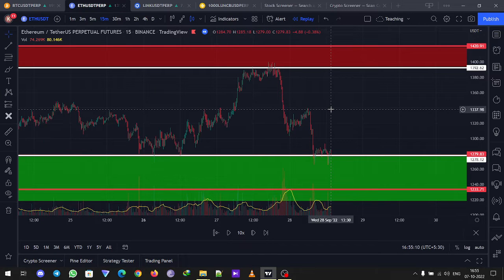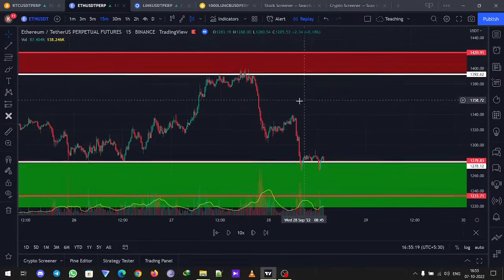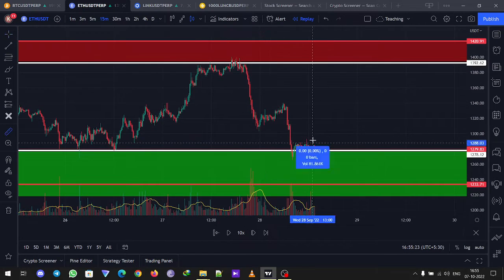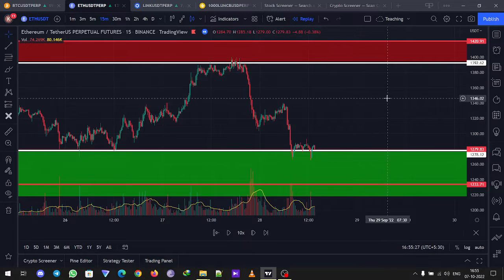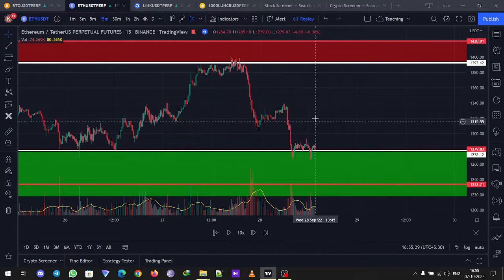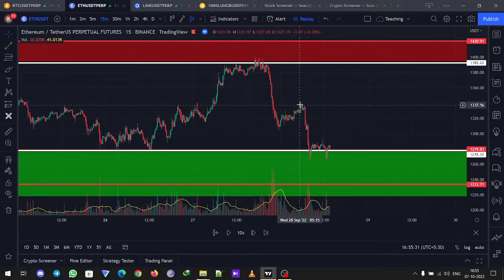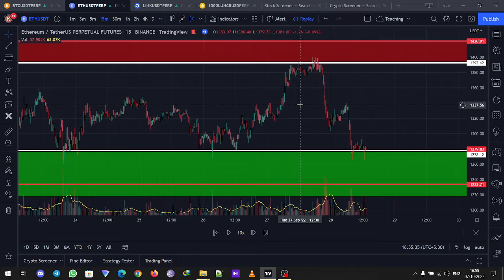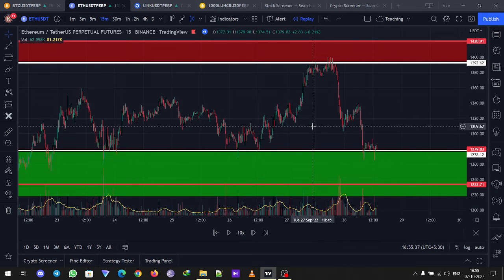Now let us identify the important levels from where the price bounces back, because the market might not hit your final targets, and that's why partial profit bookings come into the role. So identifying the important levels, we get the first one around here.